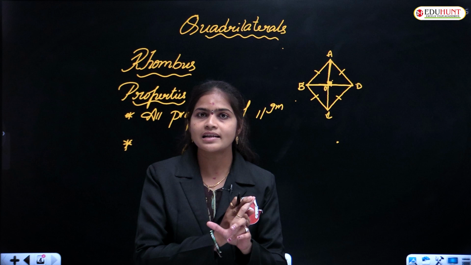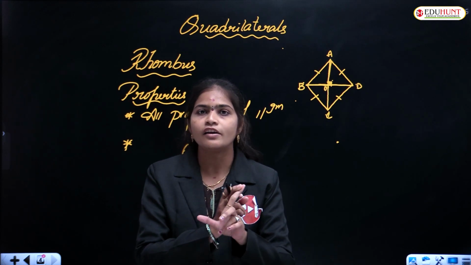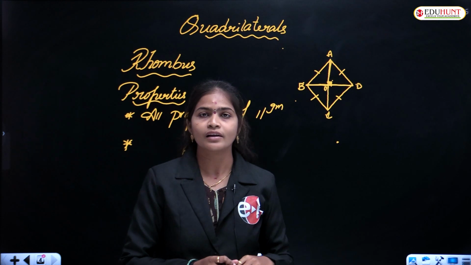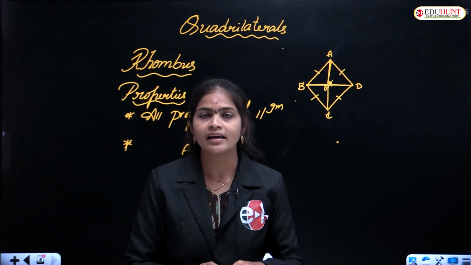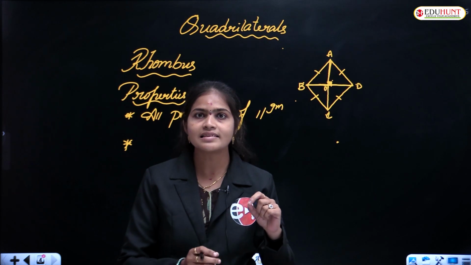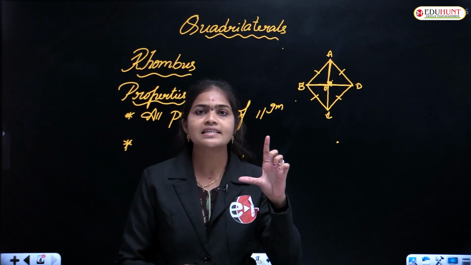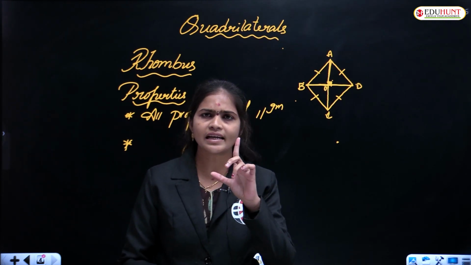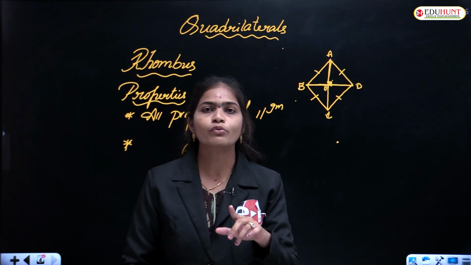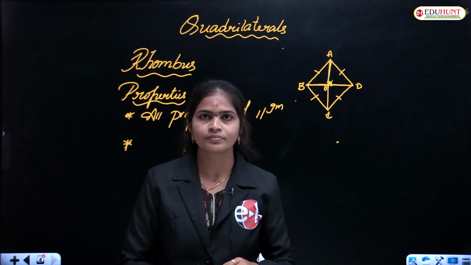If you know the answer, then comment in the comment section. If you don't know, then in the next video we will discuss that quadrilateral. Once again my question is: in a parallelogram, if each interior angle is 90 degrees and at least one pair of adjacent sides are of equal length, then what will we call that quadrilateral? Okay children.